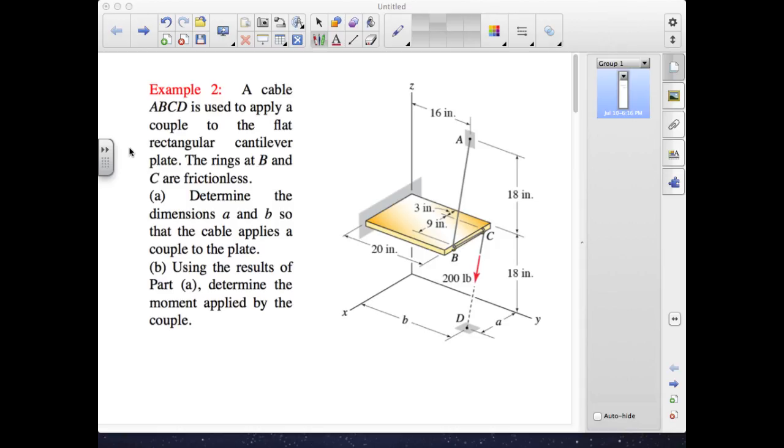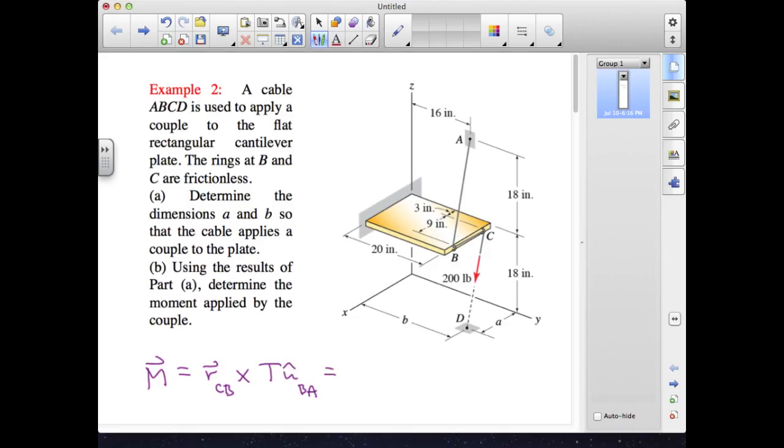The next decision is whether we should use the scalar approach or the vector approach to find the force couple. Because of the general 3D orientation of the forces in the problem coordinate system, I would suggest the 3D approach. Either of the following will work. We could write the moment as RCB crossed into the tension on the unit vector that points from B to A, or we could write RBC crossed into the tension on the unit vector that points from C to D.